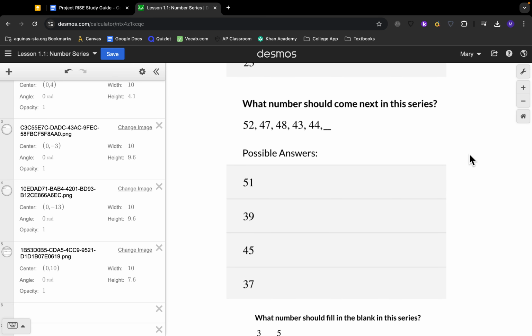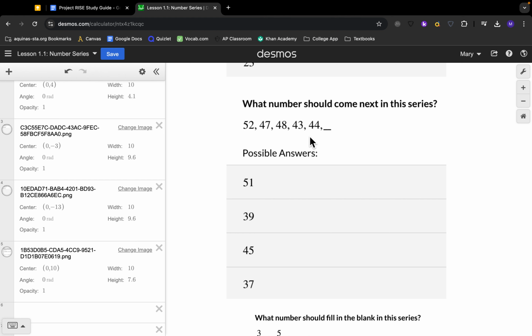Alrighty, what number should come next in this series? And we're given 52, 47, 48, 43, and 44. So we know that 52 minus 5 equals 47, 47 plus 1 equals 48, 48 minus 5 equals 43, and 43 plus 1 equals 44.